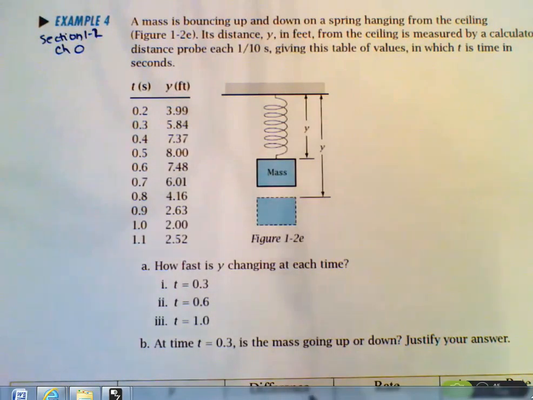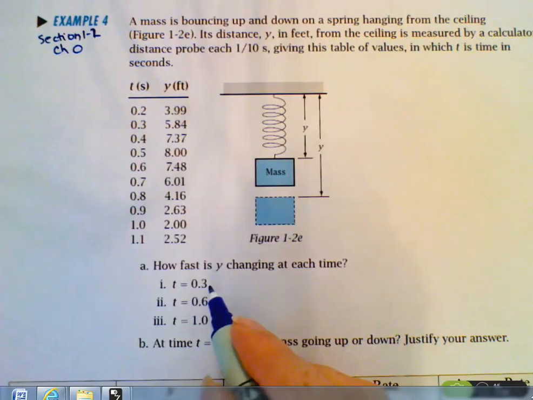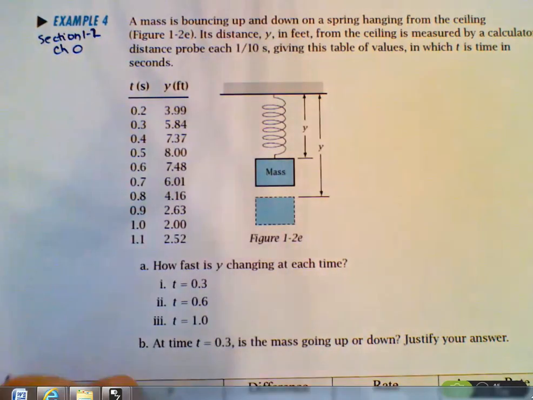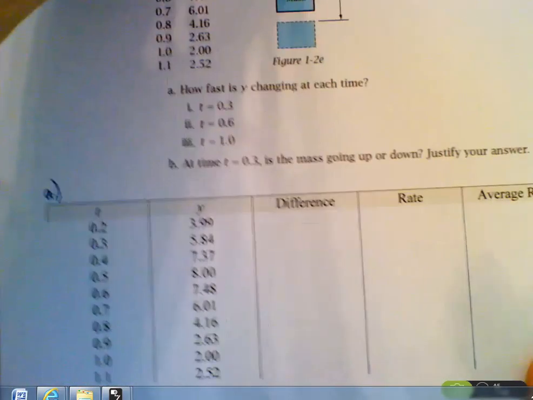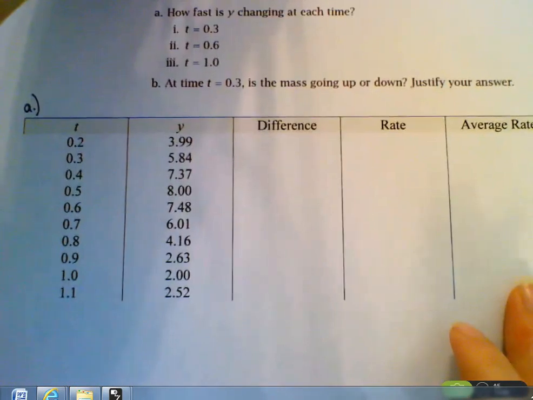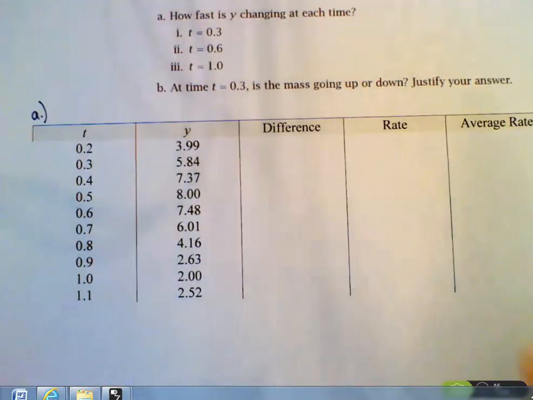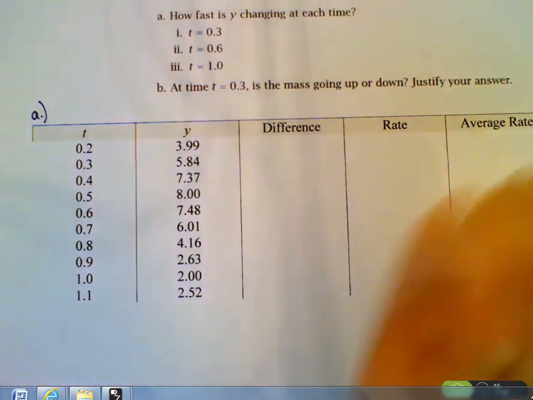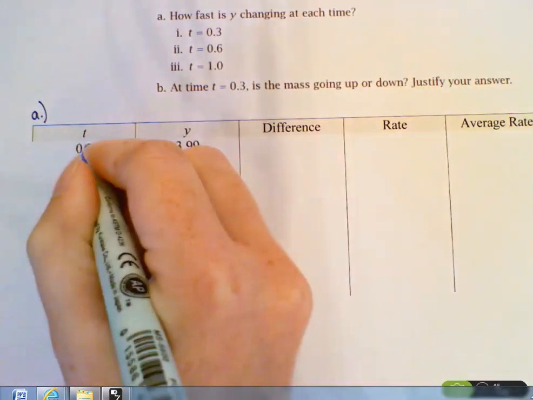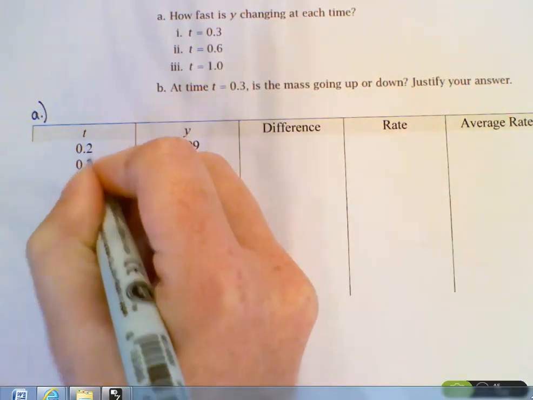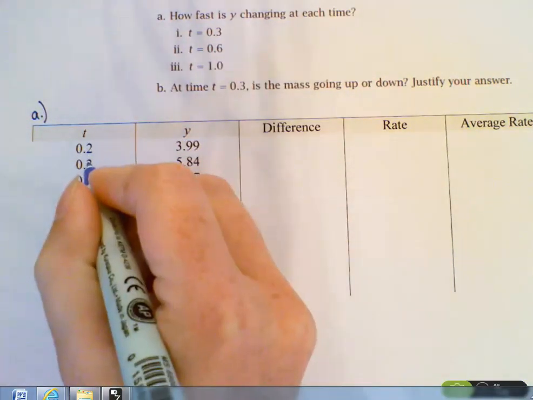So we want to find the rate at t equals 3. I created this table for you so that you'd stay a little bit more organized as we work through it, so let's go down to the table together. At t equals 3 tenths of a second, we are going to find the average rate of change from 2/10 to 3/10, and also 3/10 to 4/10.